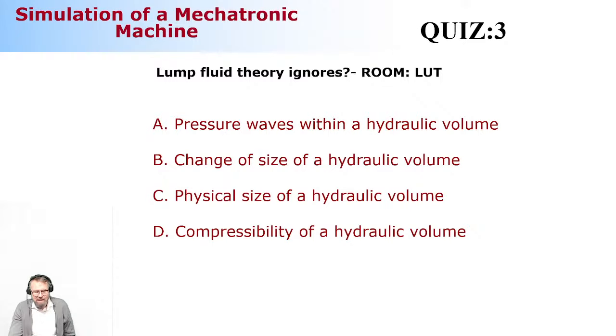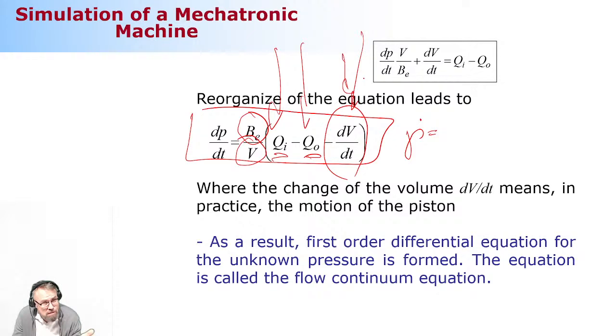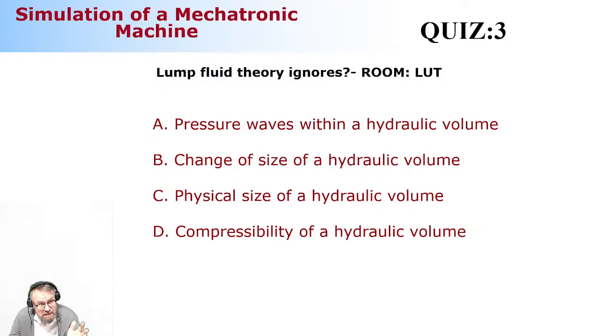All right, so there's another question. Line fluid theory ignores something. Is it pressure waves within the hydraulic volumes? Change of the size of the hydraulic volume, and you need to take a look at what these different components are. This is taking the change of the volume into account. Physical size of the hydraulic volume, you could take a look at this equation and think if it is there. Compressibility, effective bulk modulus of hydraulic volume. Take a look.